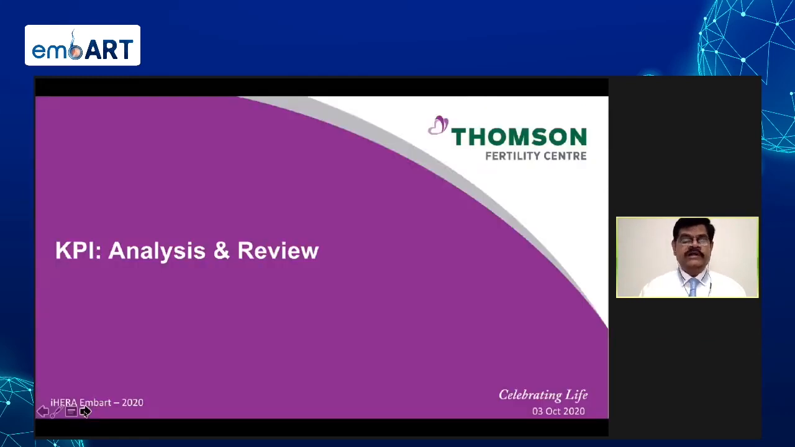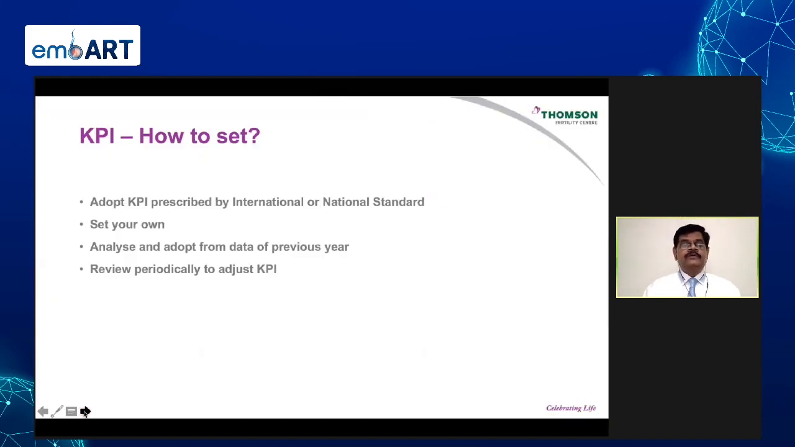So how do you analyze these KPIs and how do you review them? It's easy to adopt KPIs prescribed by international or national standards if they are available, just like the ISHRAE and the Alpha Vienna consensus, or you can set your own. How do you set your own? You have to analyze your data from the previous year and look at where you are, and then push yourself up from there. And you have to review periodically to adjust the KPI.